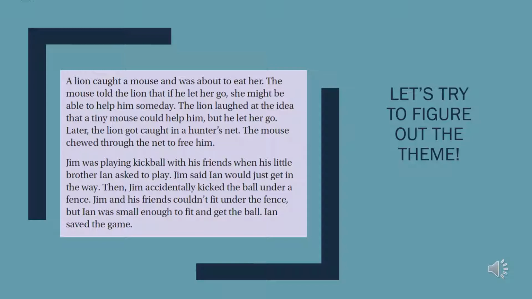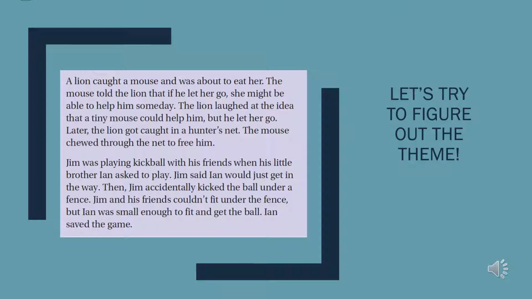A lion caught a mouse and was about to eat her. The mouse told the lion that if he let her go, she might be able to help him someday. The lion laughed at the idea that a tiny mouse could help him, but he let her go. Later, the lion got caught in a hunter's net. The mouse chewed through the net to free him.